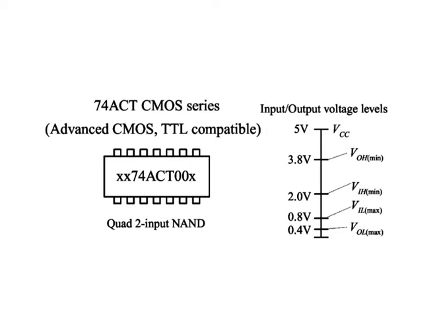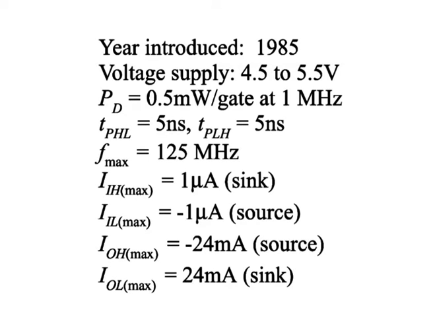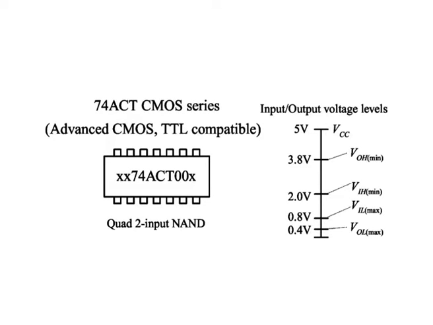The 74ACT CMOS series was introduced in the year 1985 with the following parameters. 74ACT is like the 74AC CMOS series, that is, it's faster, has a higher output current drive capacity, and provides shorter propagation delays, but is TTL compatible, that is, it's pin compatible as well as input output voltage level compatible.